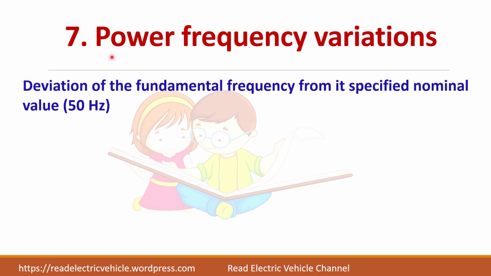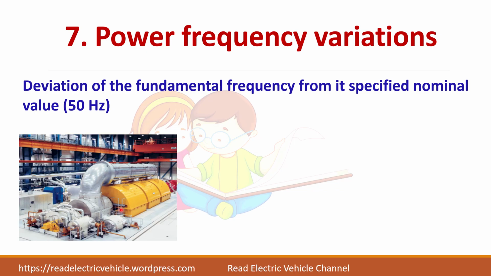Next, we will see about the power frequency variations. Power frequency is always your supply frequency. It may be 50 Hertz or 60 Hertz depending upon the country. Any deviations from this fundamental frequency, your supply frequency, we call a power frequency variation.